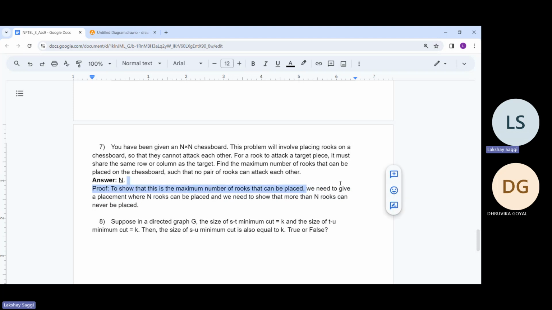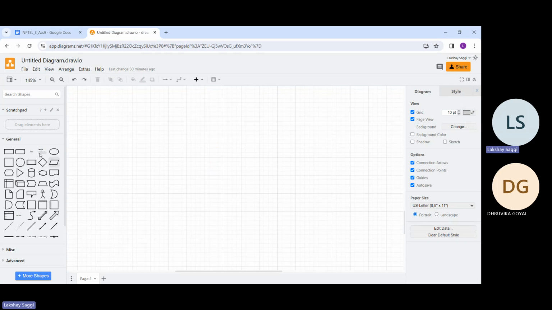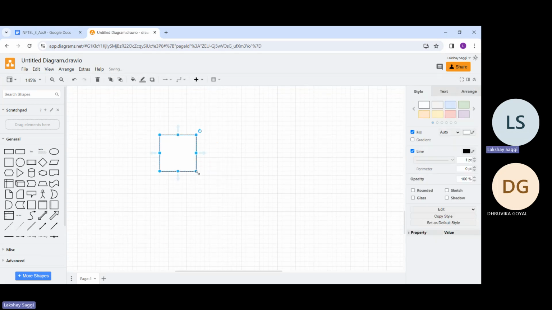Since Dhruvika gave the answer as n, let's hear it from Dhruvika. Why do you think so? What is the placement for the n rooks? Suppose we want to place n rooks. Okay, so Dhruvika has already written in chat that we can place all of them diagonally. So yeah, correct, Dhruvika. So part one, to show the placement. Maybe I should draw a diagram for this also. I don't know how to draw the squares, how to draw a chessboard, so maybe I'll just draw a chessboard like this.